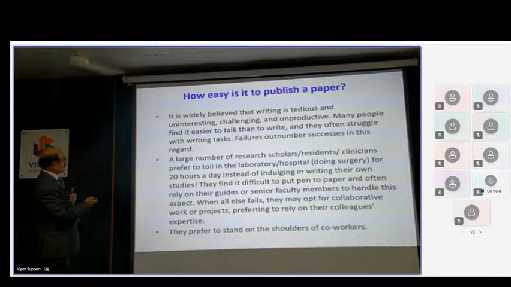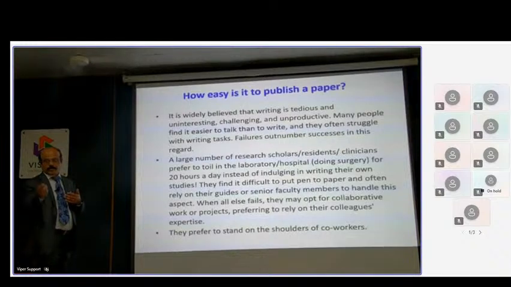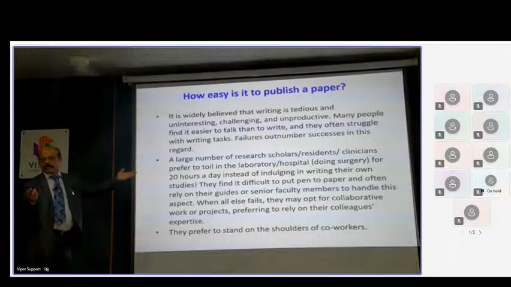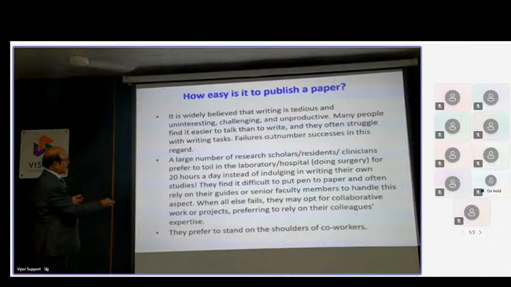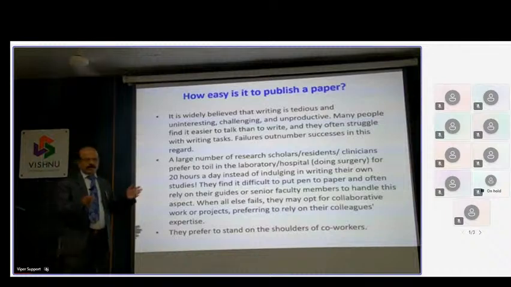How easy is it to publish a paper? It is widely believed that writing is tedious, uninteresting, challenging, and unproductive. This is what the question was. They say it's very tedious to write a paper, and we should make it easy. After struggling with the writing task, failures outnumber successes. Failures outnumber. So what happens?